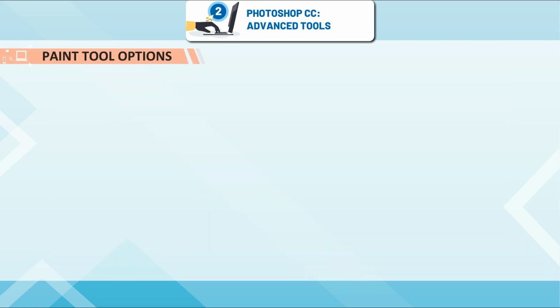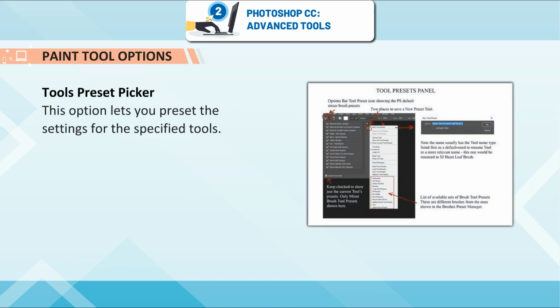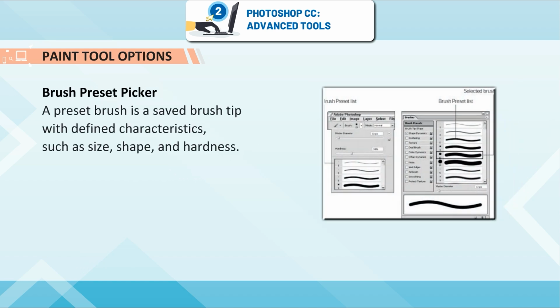Paint tool options. The options available for painting in Photoshop vary with each tool. You can set the following options in the options bar. Tools preset picker. This option lets you preset the settings for the specified tools. Brush preset picker. A preset brush is a saved brush tip with defined characteristics such as size, shape, and hardness.